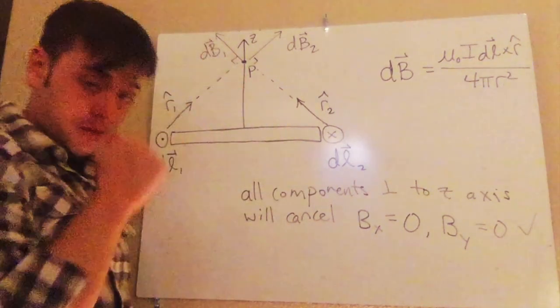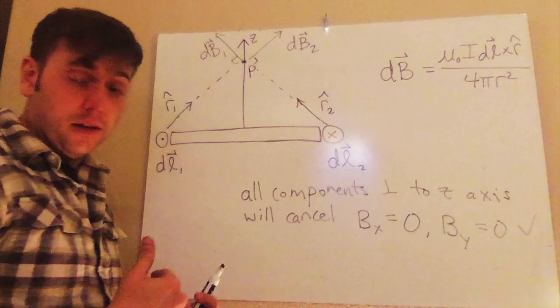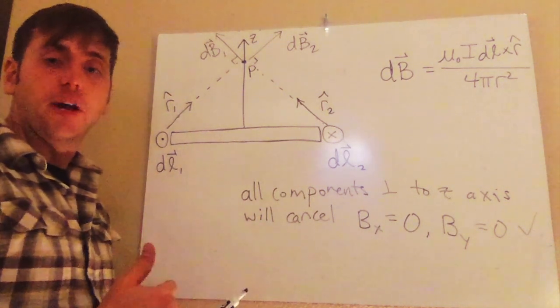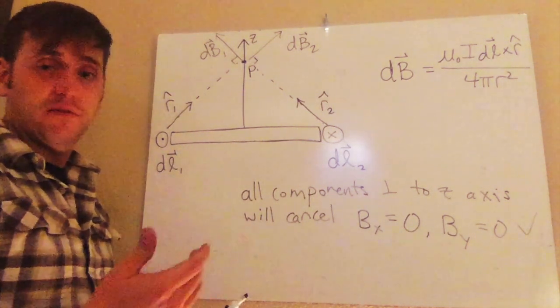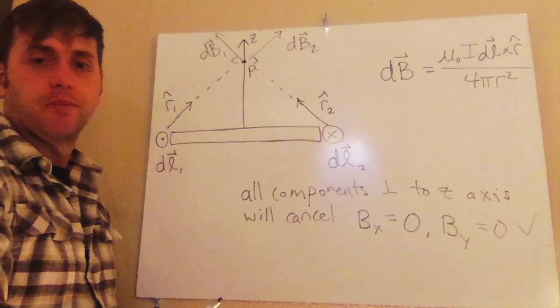Now it's pretty clear that at the end of the day, we're still going to be left with a B field in the z direction. So for that, we have to just calculate it. There's no way around it.